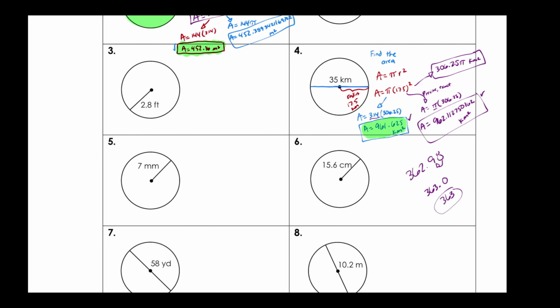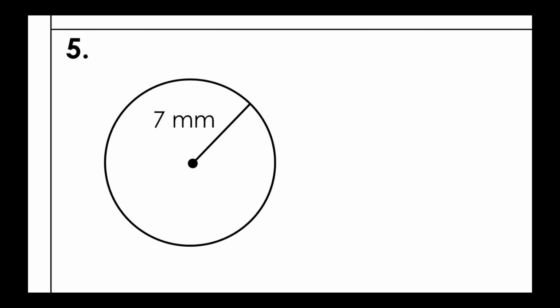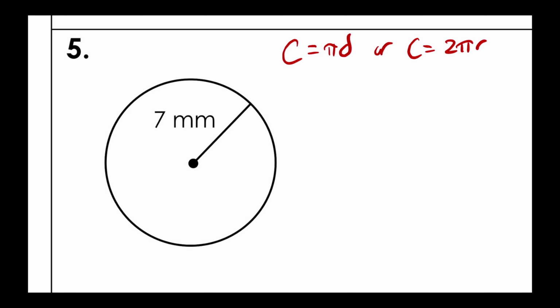All right, so let's talk about circumference, since we're looking at number 5. What is the formula for circumference? Well, there's two of them. Don't get confused, they're the same thing. Circumference equals pi times diameter, or circumference equals 2 pi r. They're the same thing because diameter and 2r are the same thing. We're just replacing diameter with 2r.